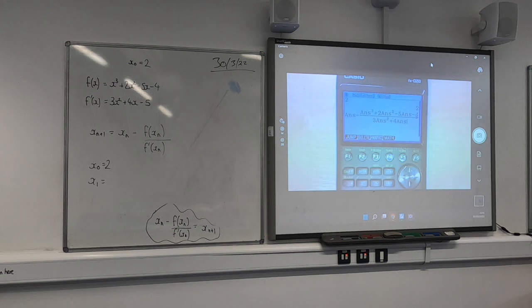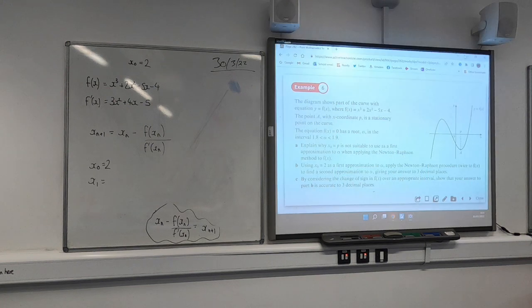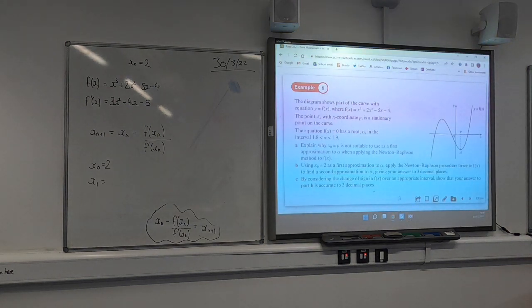And now every time I press equals, it's going to give me my next value. And as is often the case with this, we're not asked to keep going until you get the right answer to a certain level. We're asked just to do it twice.